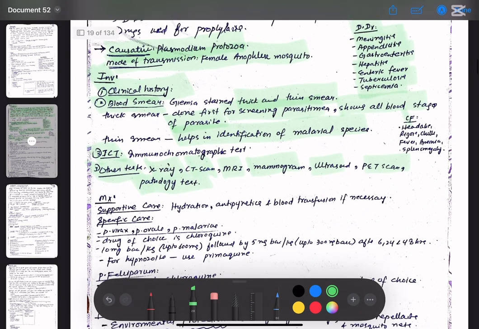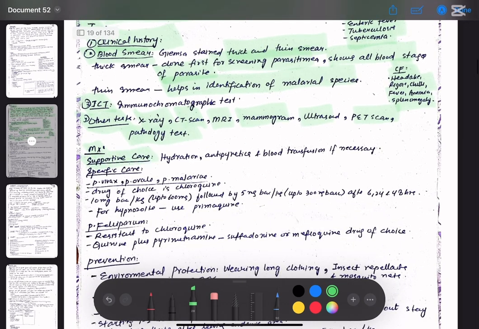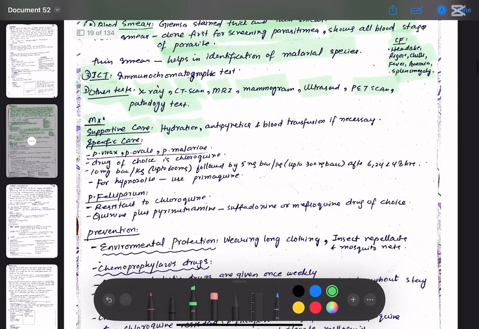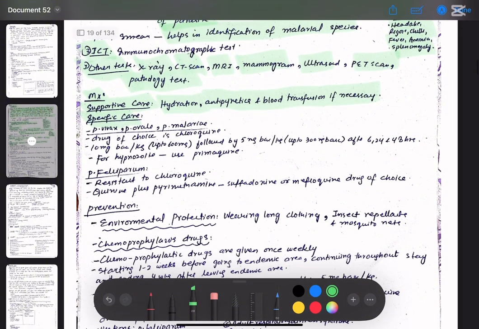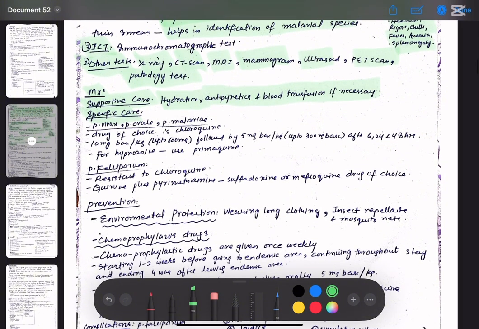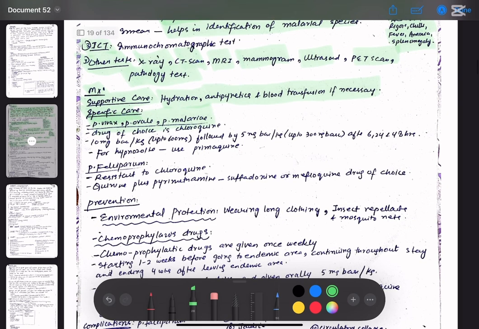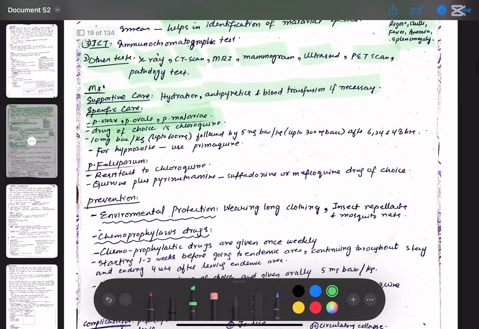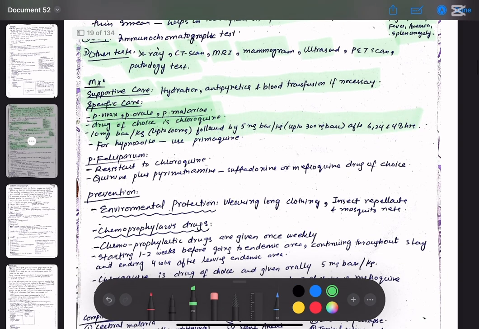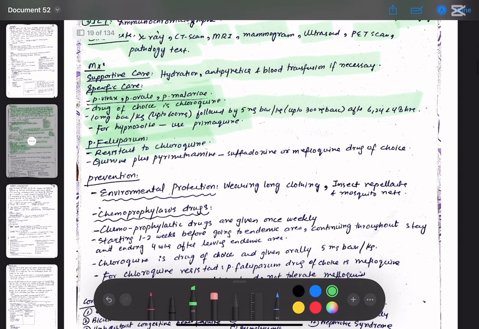The clinical features are headache, rigors and chills, fever, anemia, and splenomegaly. The management options are supportive care and specific care. In supportive care, hydration is provided, and antipyretics and blood transfusions are given if necessary. In the specific care for Plasmodium vivax and ovale malaria, the drug of choice is chloroquine, 10 milligram per kg is given, followed by 5 milligram per kg, and for hypnozoites primaquine is used. These are the specific treatment options. P. falciparum is resistant to chloroquine, so quinine plus pyrimethamine is used, and mefloquine or another drug of choice is used for malaria.